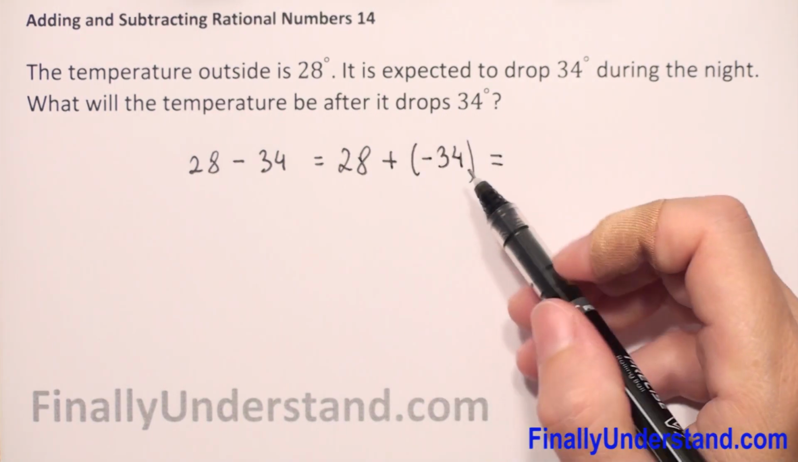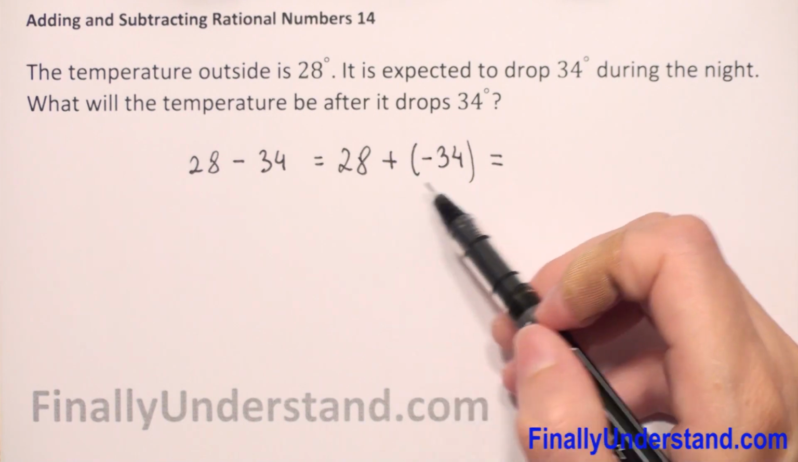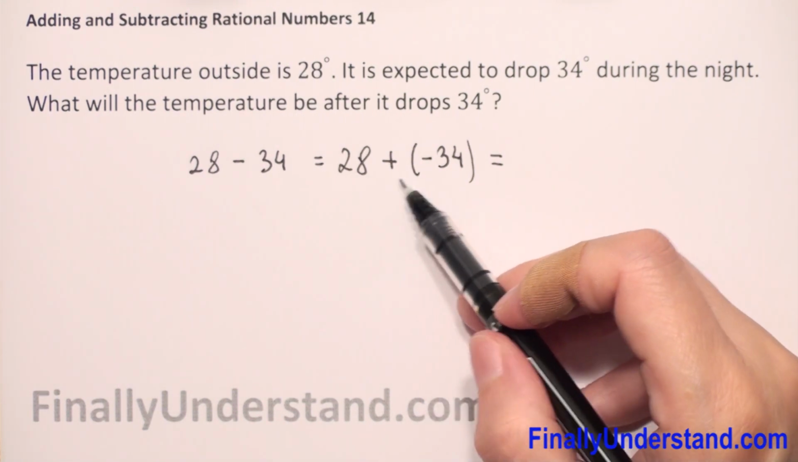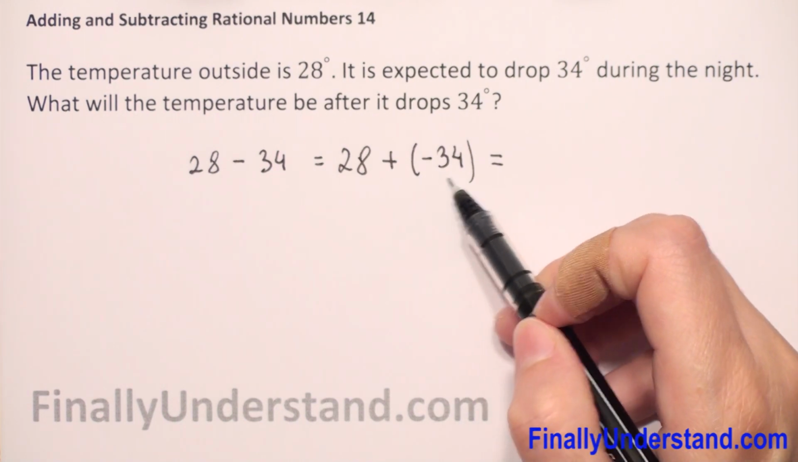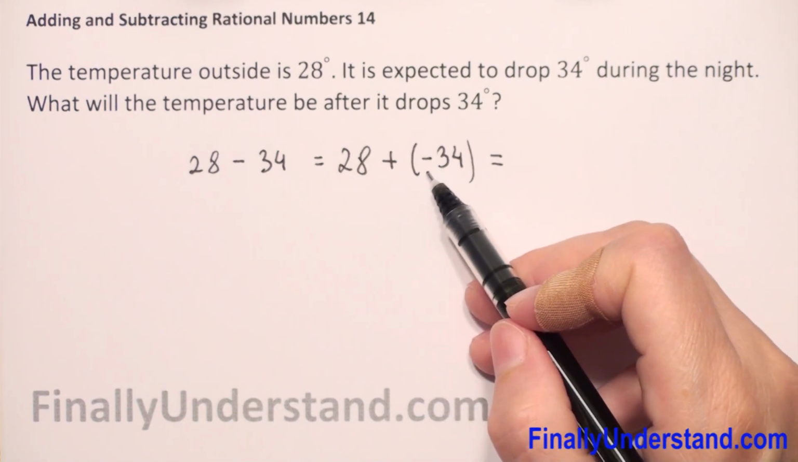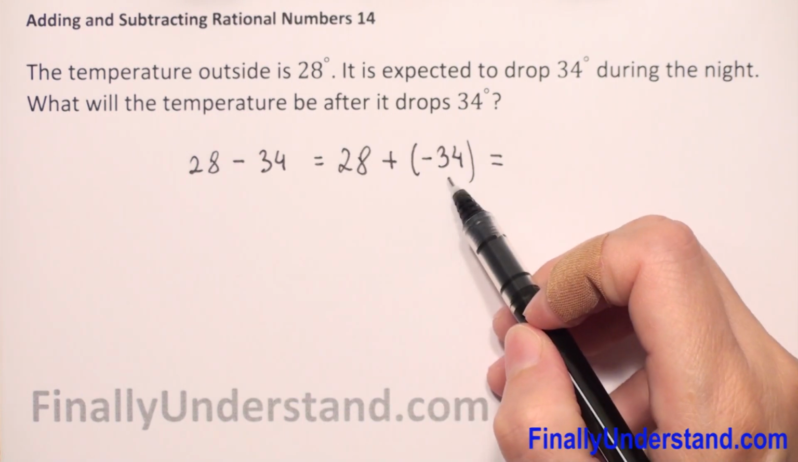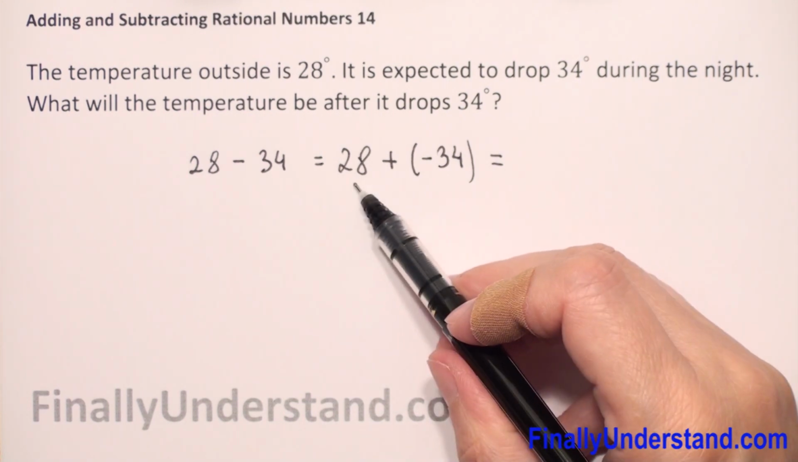And now when we have one positive and one negative number, we first check which of these two numbers is greater. 34 is greater than 28. We forget about this negative sign. We compare the numbers 28 and 34. 34 is greater than 28.